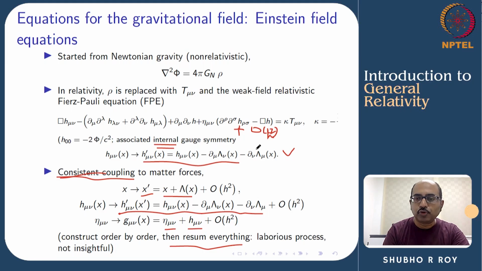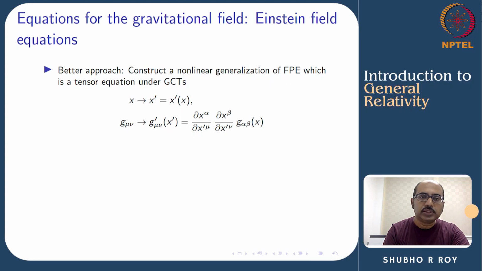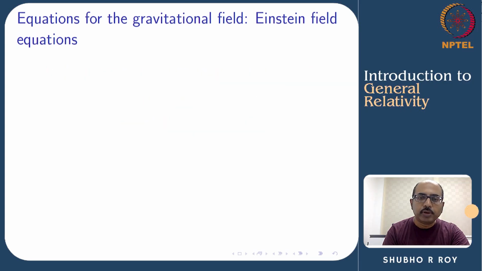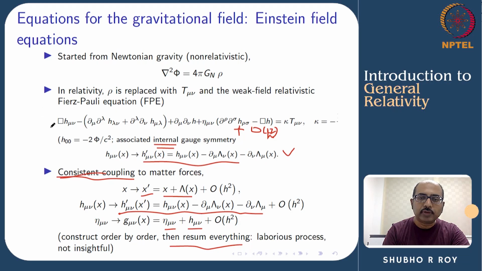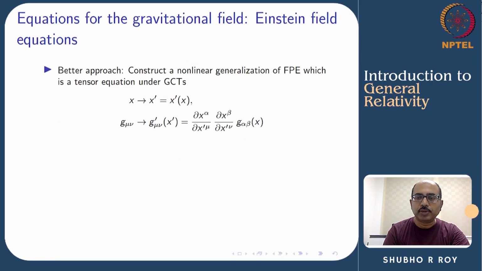Okay, so instead of doing that, we will adopt a different strategy to obtain the field equation, which is we will directly construct a nonlinear generalization. So we know that coupling to matter forces this Fierz-Pauli equation to change by inclusion of higher order terms, quadratic, cubic, all that. So instead of doing it perturbatively order by order, what we will do is directly write down a nonlinear generalization of the Fierz-Pauli equation, which is a tensor equation under general coordinate transformation. Okay, so we will consider some tensor equation.